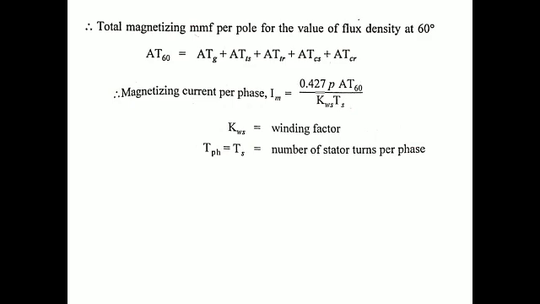After calculating all these, club them together and find the summation, that is AT60. After finding this AT60, go for the final formula. Im, the magnetizing current per phase, is equal to 0.427 of P into AT60 divided by kWs into Ts. Here Ts is the number of stator turns and kWs is the winding factor. Then P is the number of poles, and 0.427 is a constant. Then AT60 is the total magnetizing mmf per pole for the value of flux density at 60 degree.